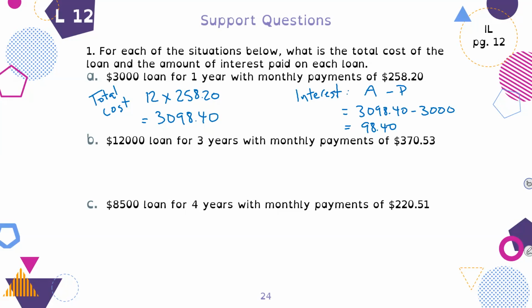All right, let's look down at part C. So here we have $8,500 was your loan for 4 years with monthly payments of $220.51. We had monthly payments, so that's still 12, but we did it for 4 years. So we need to multiply that 12 by 4 because it happened for 4 years. And then we multiply that by the payments of $220.51. So again, this is going to give us the total cost, how much we paid.